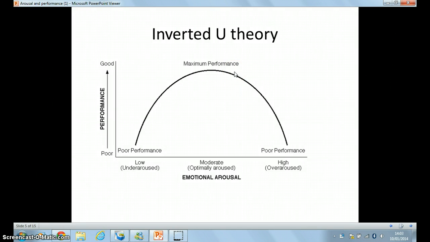This can be dependent on the situation you are in and the skill you have to perform. An example that you could see in sport could be a quarterback getting every pass right so he becomes over-aroused and then starts to become complacent because he thinks he can do it with his eyes shut.